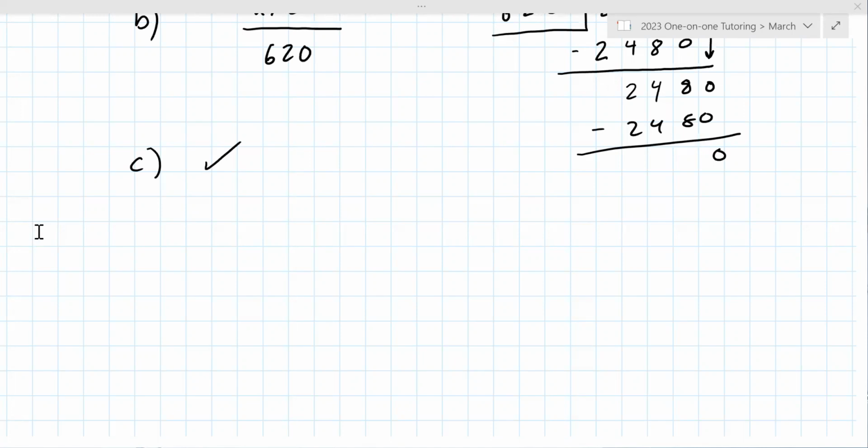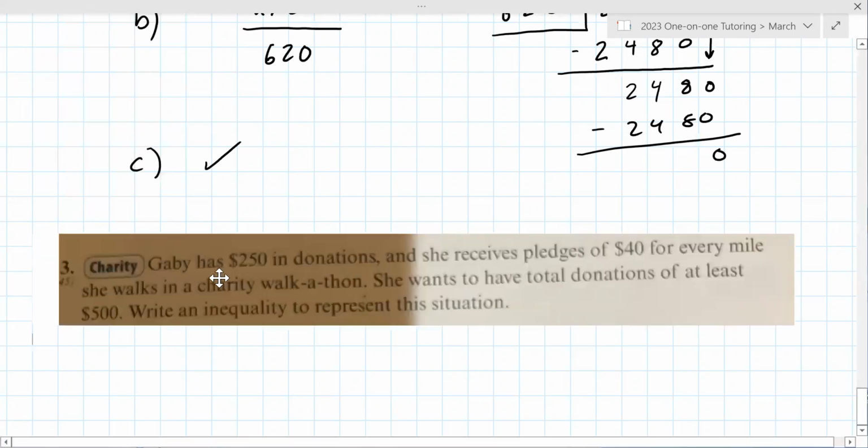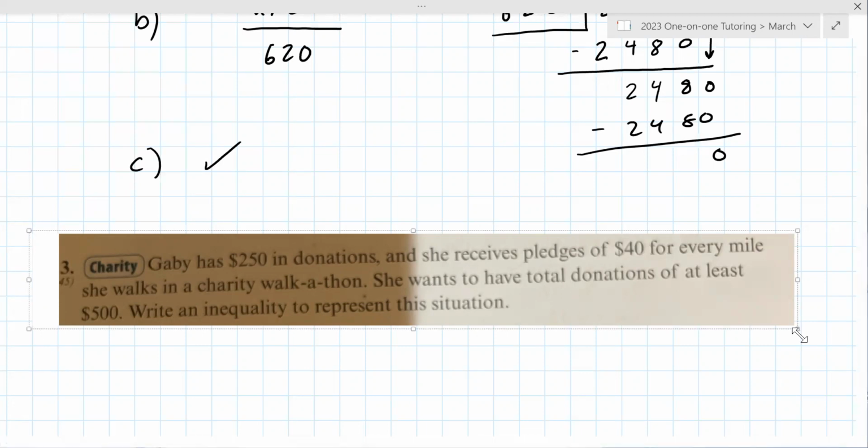So we can go to 13. All right, sounds good. Gabby has $250 in donations, and she received pledges of $40 for every mile she walks in a charity walkathon. She wants to have a total donation of at least $500. Write an inequality to represent this situation.